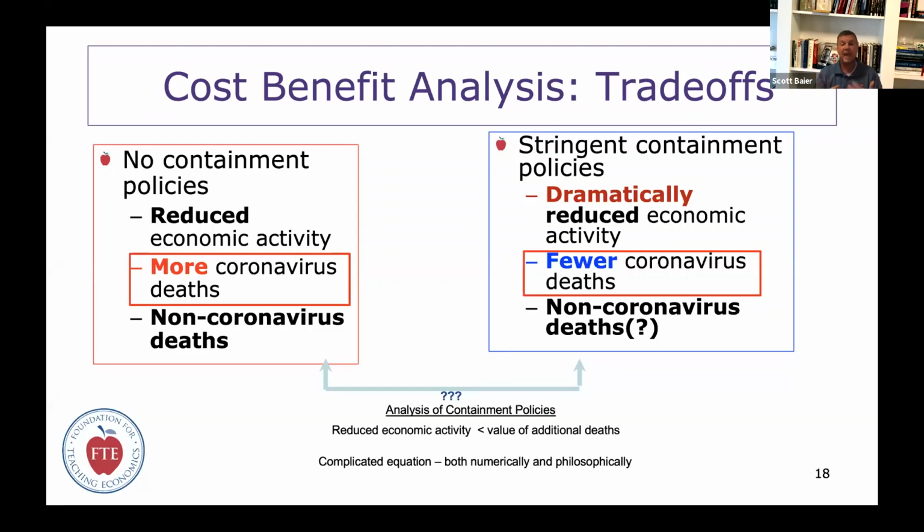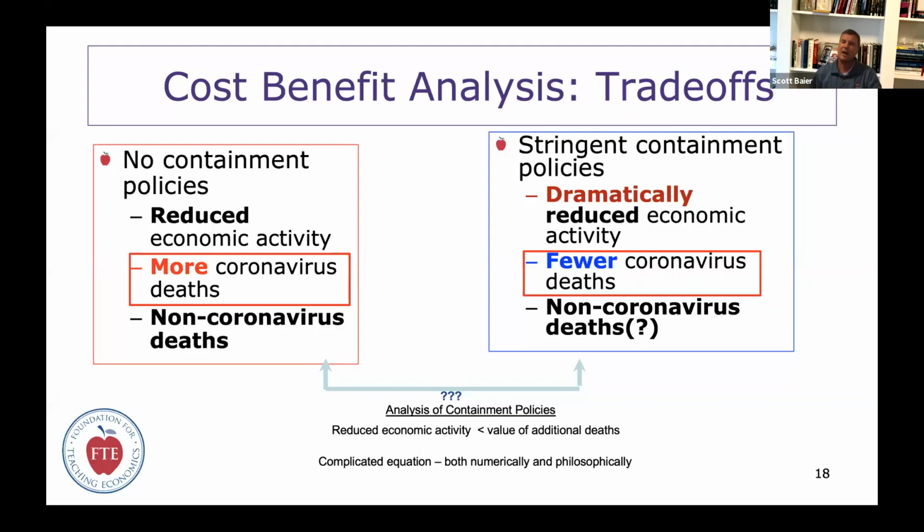So again, the analysis of containment policies says, what are the economic impacts of reducing economic activity, and then what is the value of additional deaths? It's a complicated equation, both numerically and philosophically. The way we have to do it is the economy is priced in dollar terms. So we talk about GDP, that's in dollars.